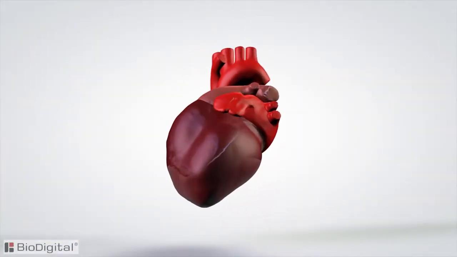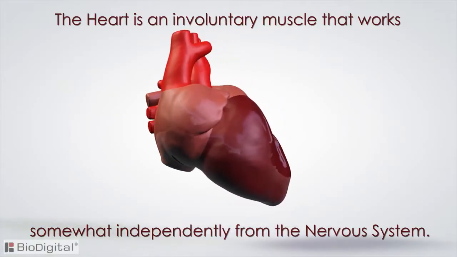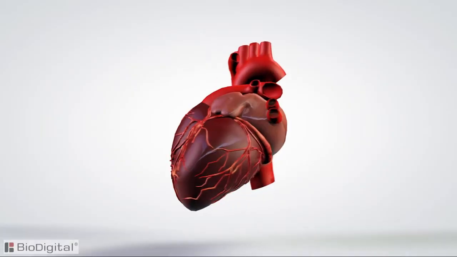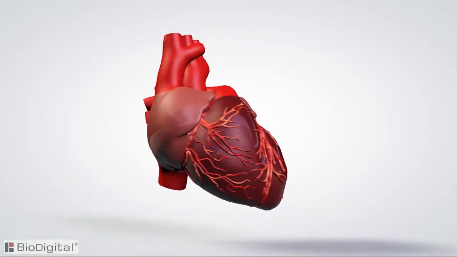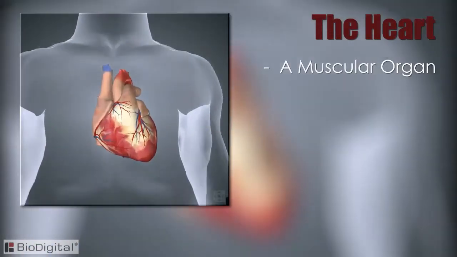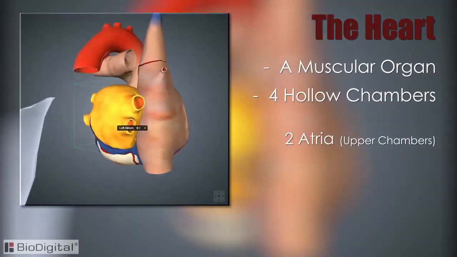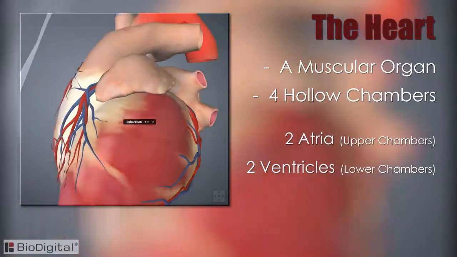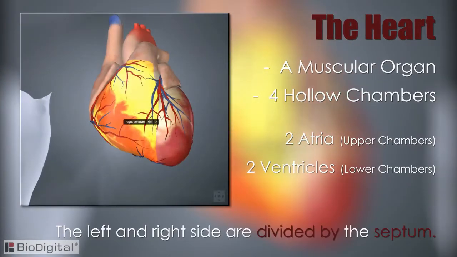As mentioned in a muscular system video, the heart is an involuntary muscle that works somewhat independently from the nervous system. This will be explained in more detail later, but for now, let's take a look at what makes up the heart. The heart is a muscular organ with four hollow chambers. It consists of two atria, which are the upper chambers, and two ventricles, which are the lower chambers. The left and right sides of the heart are divided by the septum.